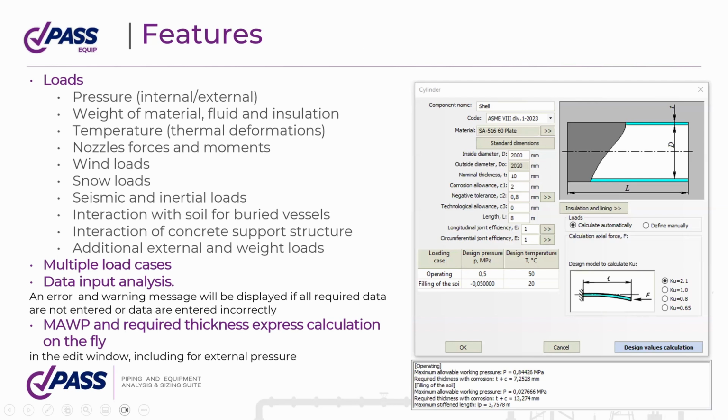Okay, what kind of loads? All kinds of loads that you have to apply to pressure vessels. Pressure, internal and external, and of course we address buckling analysis for external pressure. Weight of materials, fluids, and thermal insulation. Different temperature effects like thermal deformation, and it's important. Nozzle forces and moments, which you can calculate from piping stress analysis, for example, and apply. And wind loads, according to a lot of different standards, snow loads, for example, on the platforms and on the roofs of tanks. Seismic and inertial loads from different codes.